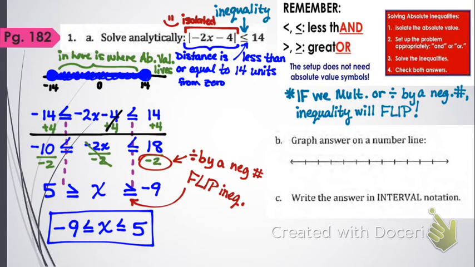I'm going to come over here to this number line. You said negative 9 would be farthest to the left, right? Yes. So I'm going to put that over here somewhere on the left side of my number line. 5 is going to be to the right of that.